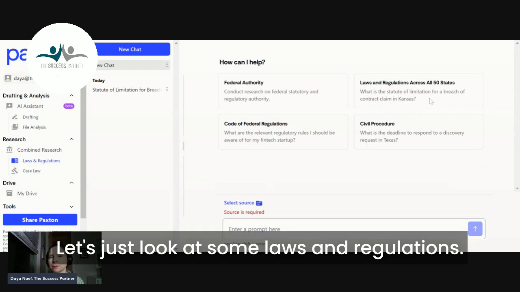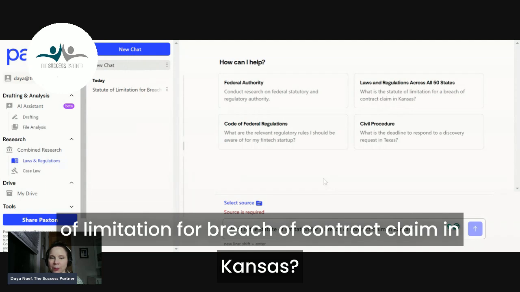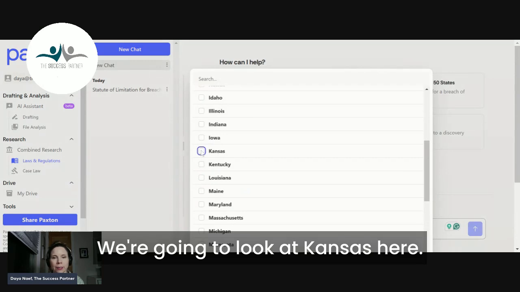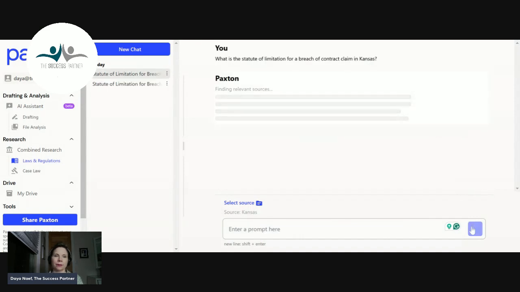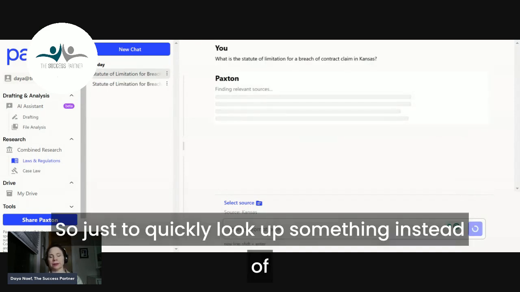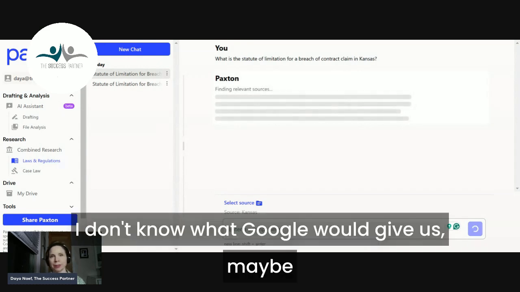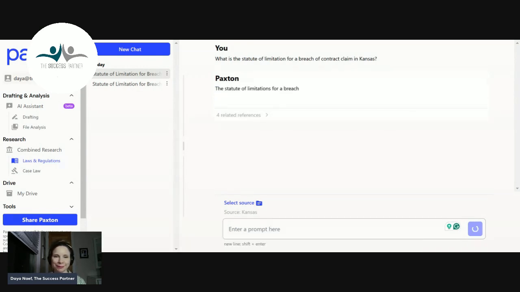Let's just look at some laws and regulations. So here's a prompt that's suggested. What's the statute of limitation for breach of contract claim in Kansas? We're going to look at Kansas here. So just to quickly look up something instead of asking your neighbor or Googling it, which I don't know what Google would give us. Maybe I should do that as a counterpart.